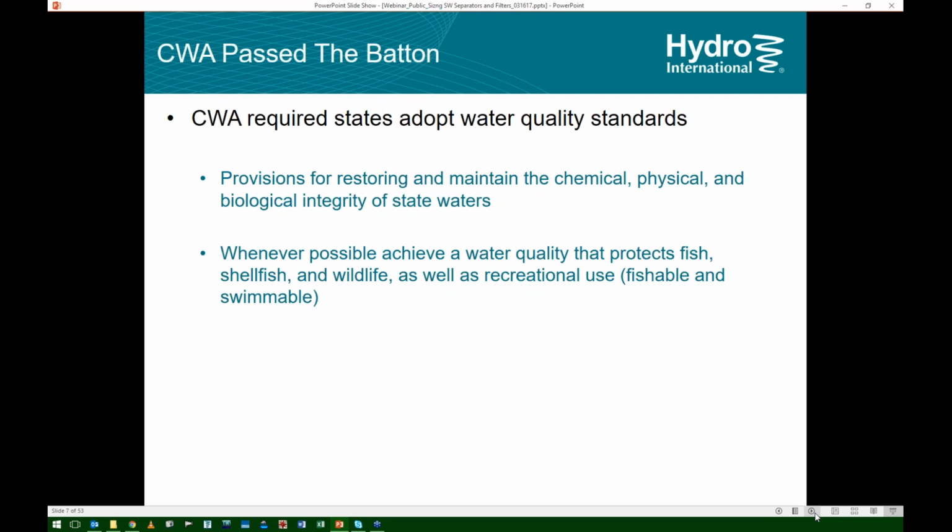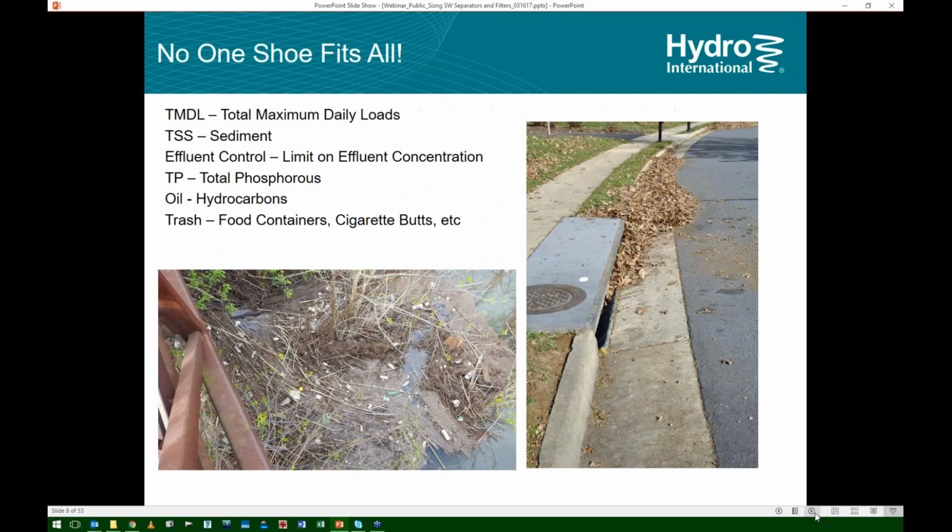What the Clean Water Act did, it required states to adopt water quality standards. It didn't dictate water quality standards, it sort of gave a general guideline of what was wanted out there, and states developed their own water quality standards, and we see a great variety of standards. No one shoe fits all, so we've got a whole bunch of different things we deal with, and not only do we deal with it on a state-by-state basis, it is often a city-by-city or a county-by-county basis, and in some places it's a watershed-by-watershed basis, so we have a real mixed bag to deal with.